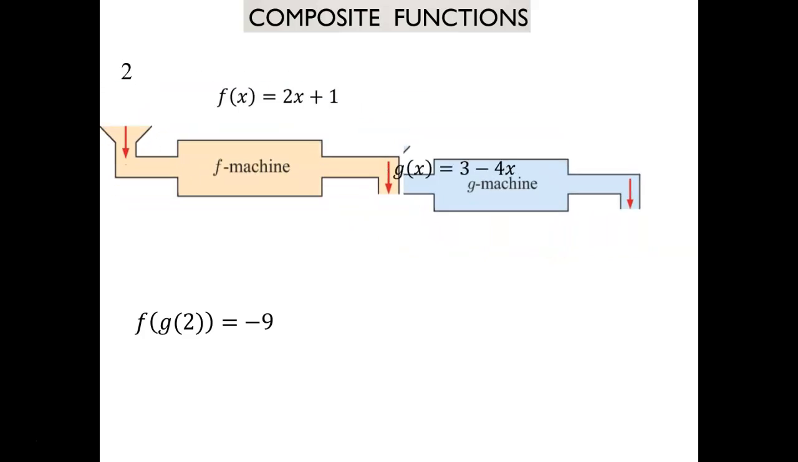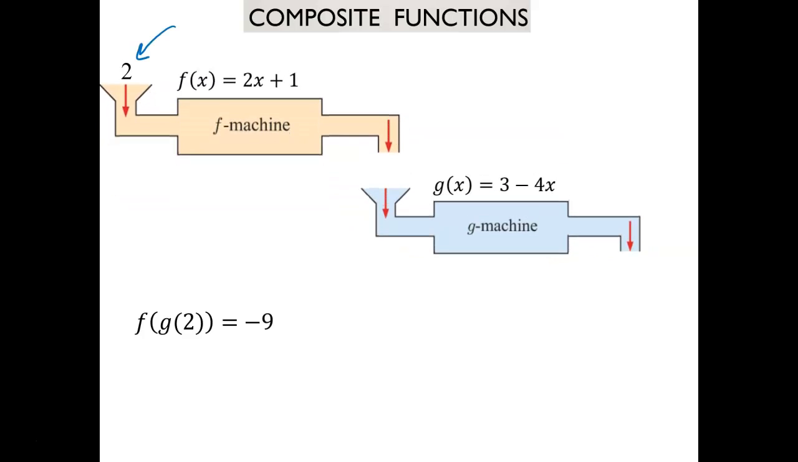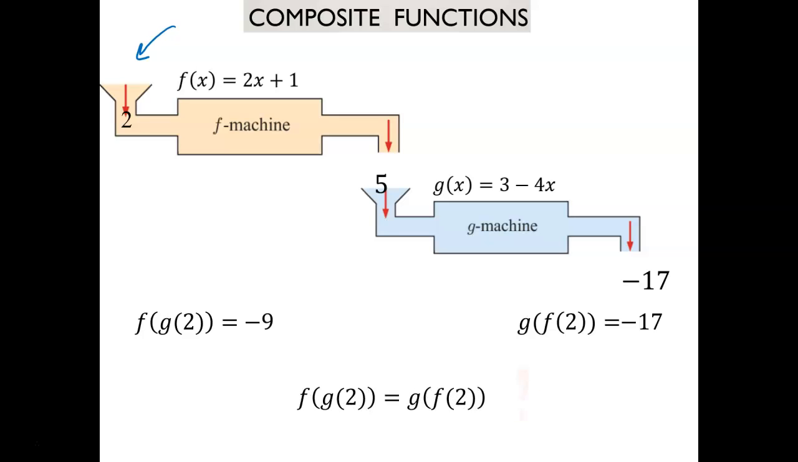So now, let's reverse the order. Let's do f first. Same x value, by the way. X was 2. 2 times 2 plus 1 gives us 5. We put 5 into g. 3 minus 4 times 5 is minus 17. So g of f of 2 is minus 17. We did f followed by g.